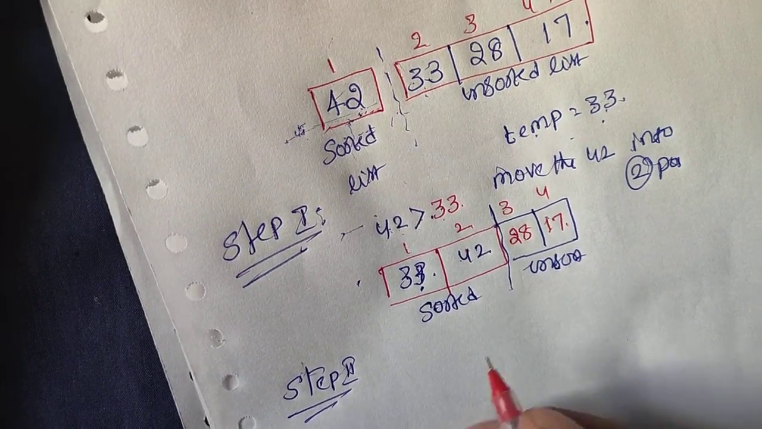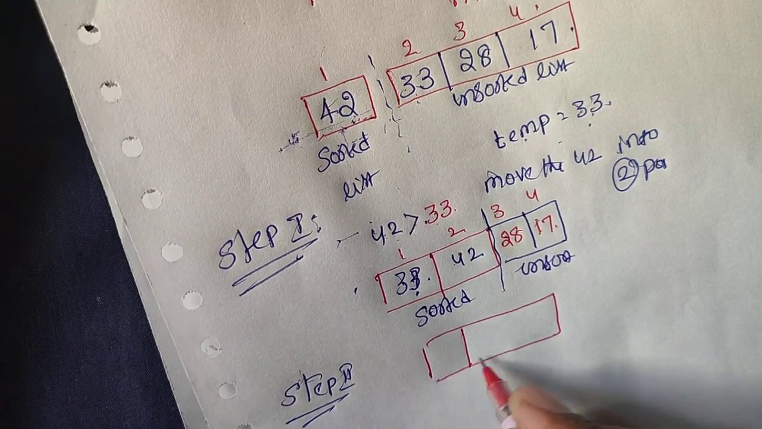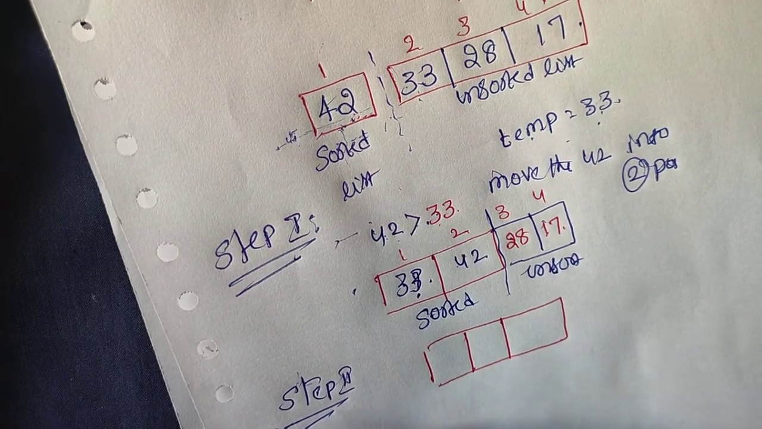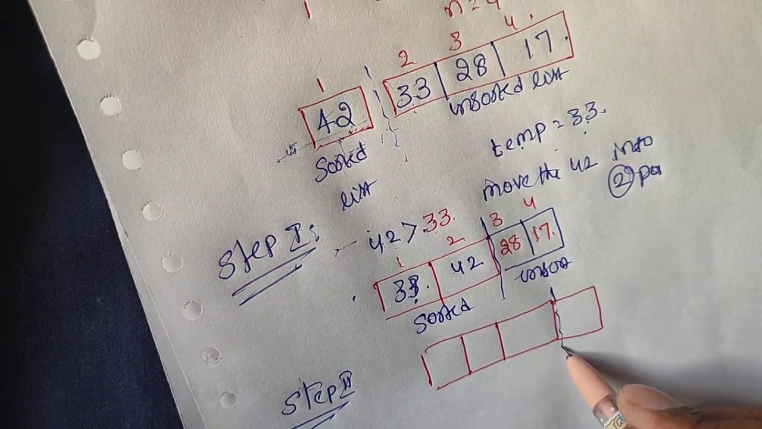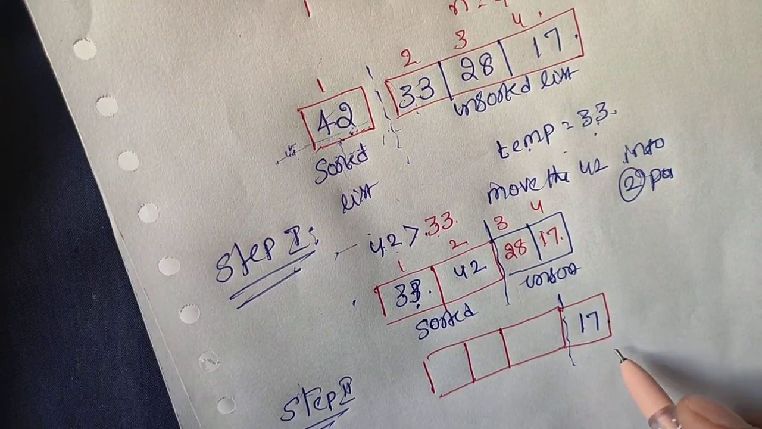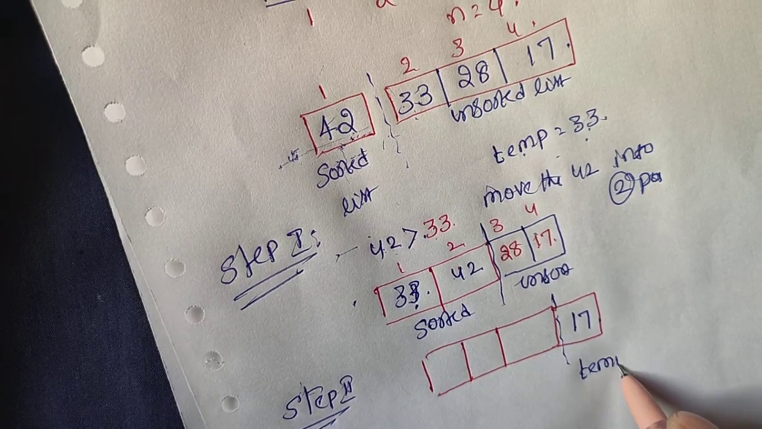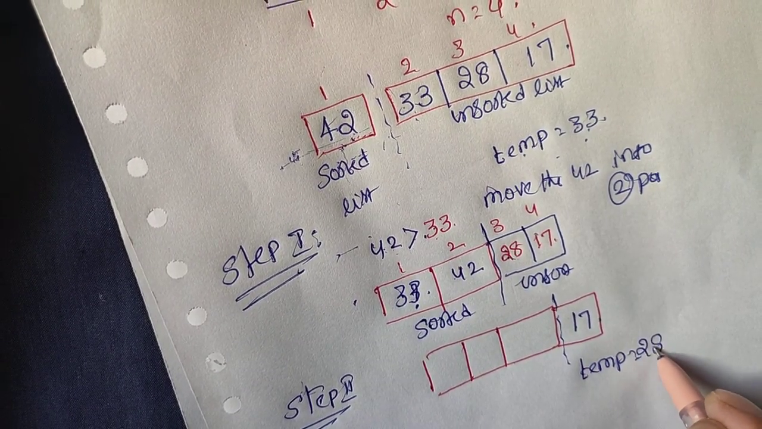So now we will take, that means there are 3 values coming: 1, 2, 3. That means the fourth one is the unsorted value, which is 28. Now we will take our temporary variable. That means temp is equal to 28, so 28 will be stored in the temporary.